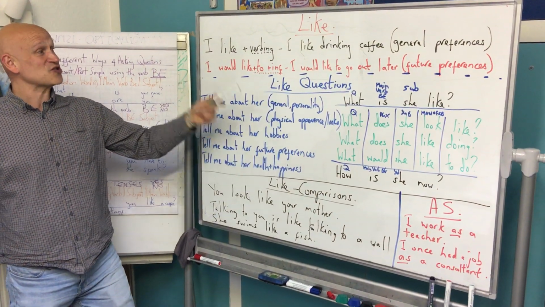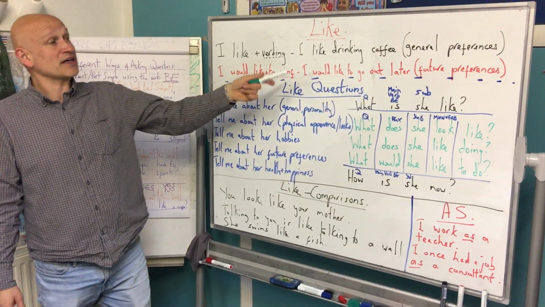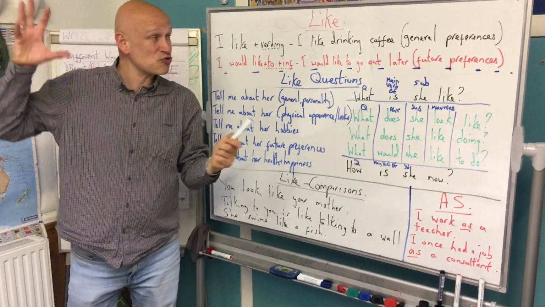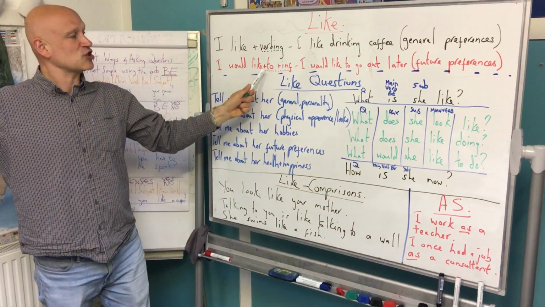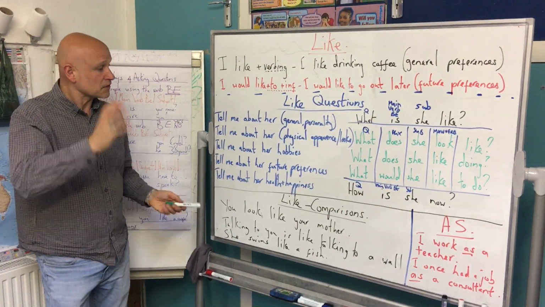Future preference question. What would she like to do? Well, I would like to go out later. She would like to go out with me. Whatever. Just remember, with would like, it's the to infinitive. With like, general preferences, it's verb-ing.